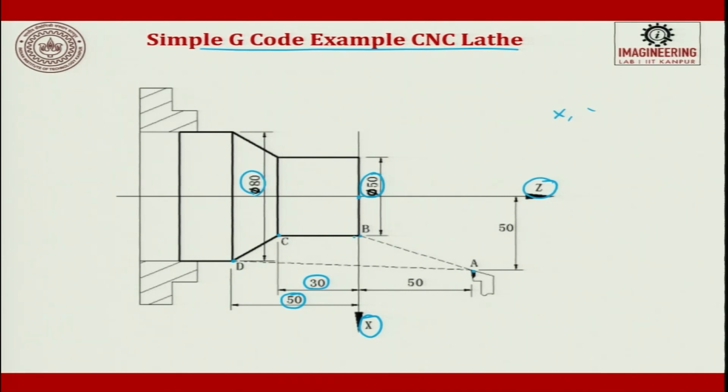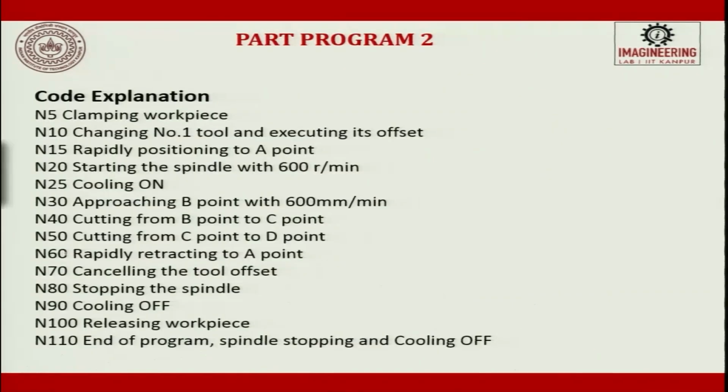So, it is very easy. From here to here there is no variation in diameter, so it will be the same, only the variation is going to be in Z. Here you will have X as well as Z variation. So, let us see in words how we are going to write the code and then we will see the code.